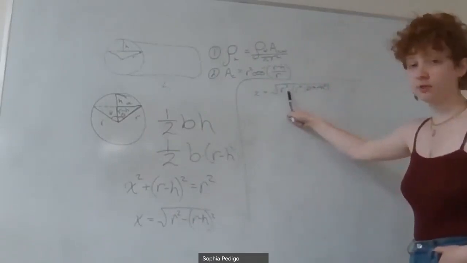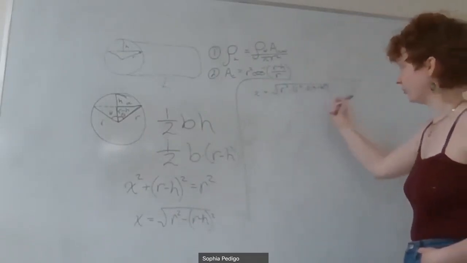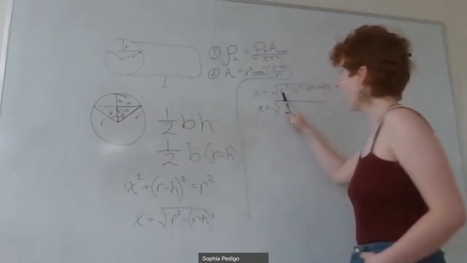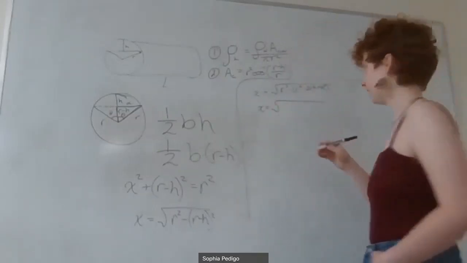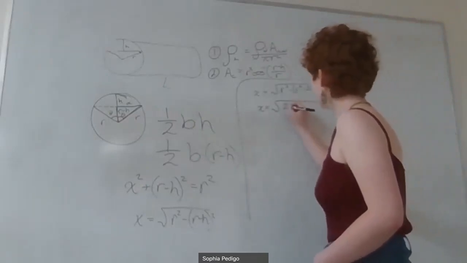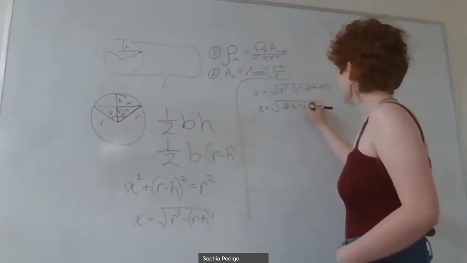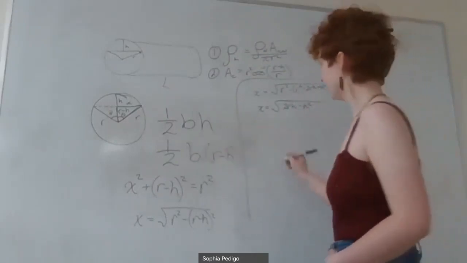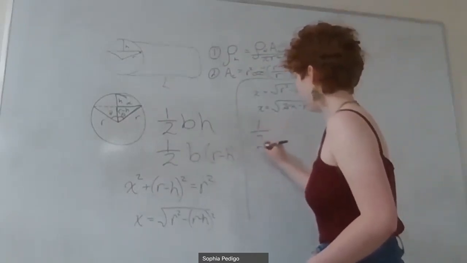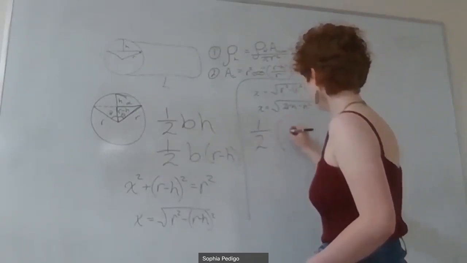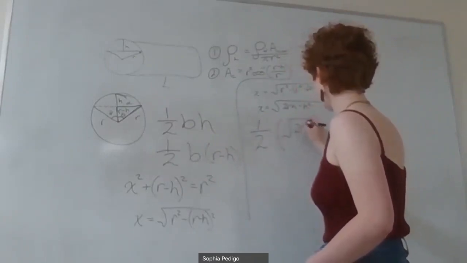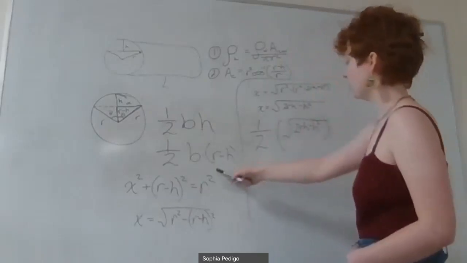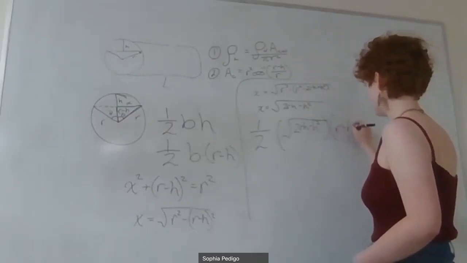Now we need to distribute this negative sign to all of the terms inside the parentheses, and that's going to leave us with the square root of r squared minus r squared, that'll cancel out, plus 2rh minus h squared. Now we can go ahead and substitute that in for the base, which will leave us with 1/2 multiplied by the square root of 2rh minus h squared, and that's going to be multiplied by r minus h.